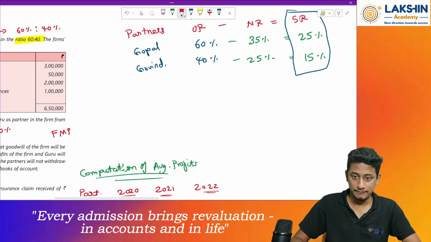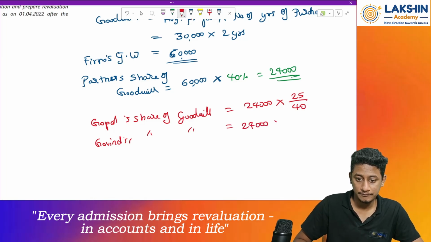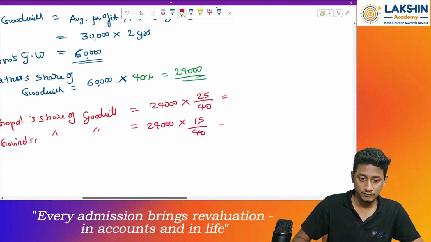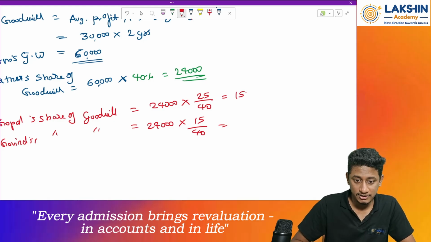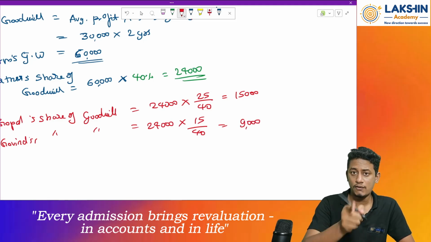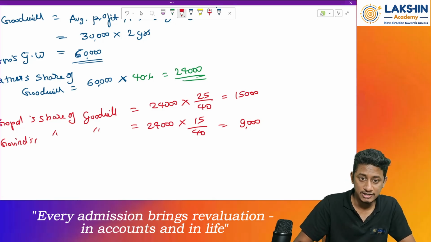Equals to 40. So 25 by 40, and over here it is 24,000 into 15 by 40. So how much will this be? 24,000 into 25 by 40 is equals to 15,000, and the second part, 24,000 into 15 by 40, that will be rupees 9,000.